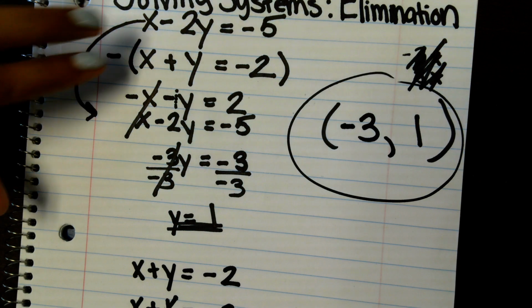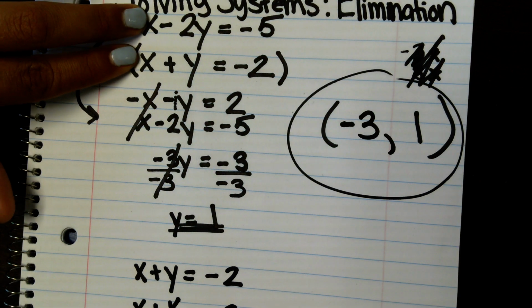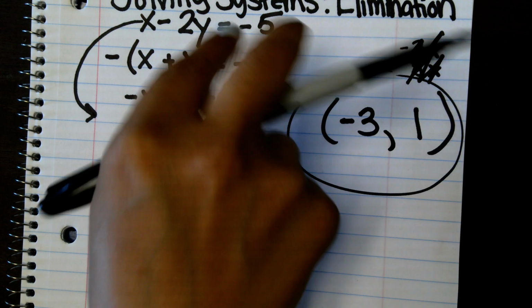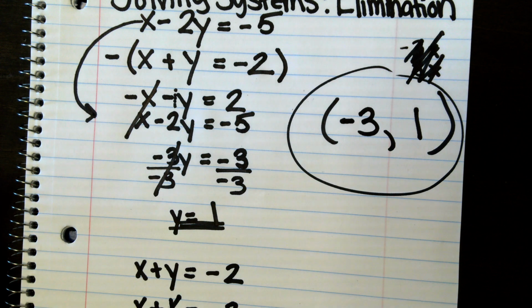If we were to graph these two, throw them in a graphing calculator, they would intersect at this point. If we were to take this point and plug it into each one of these, we would get a true equation.